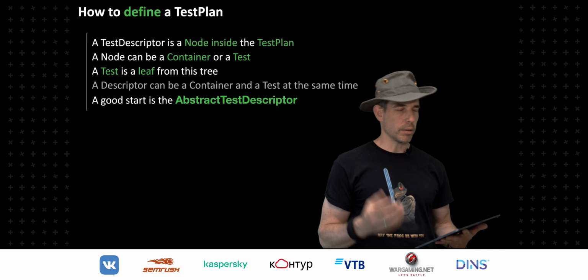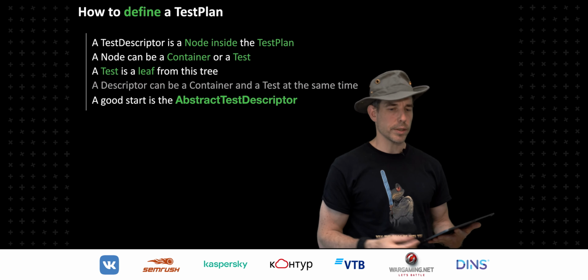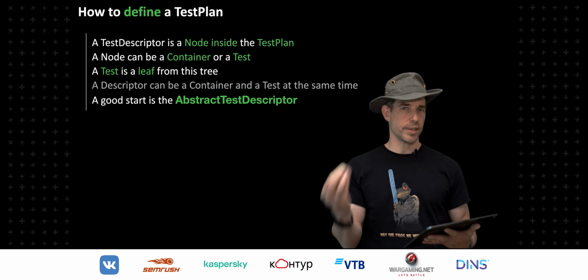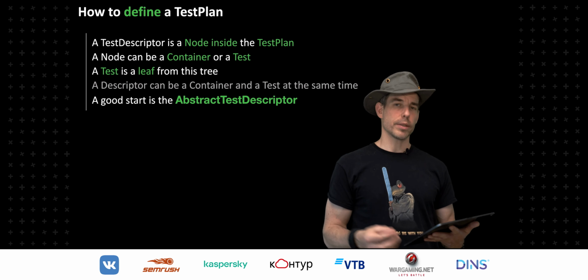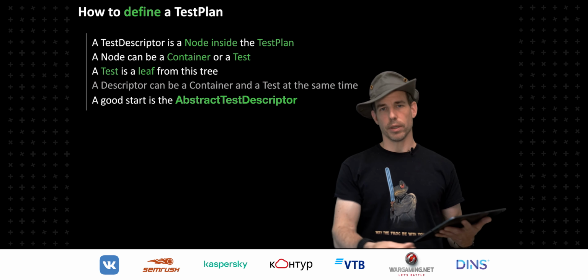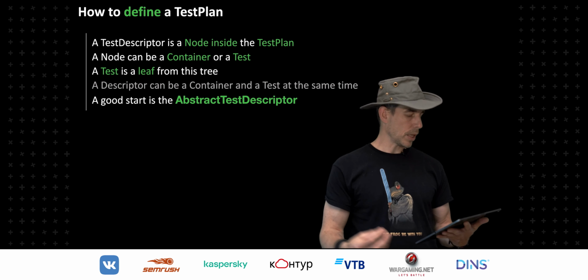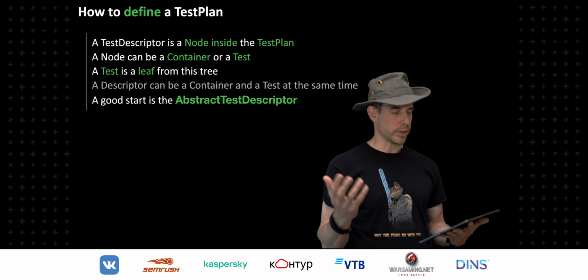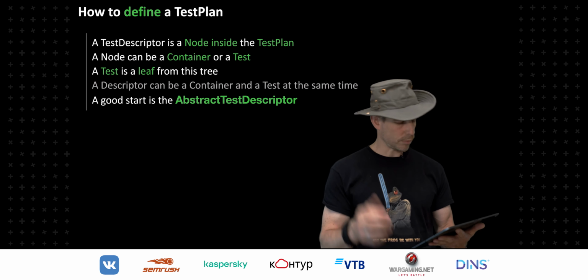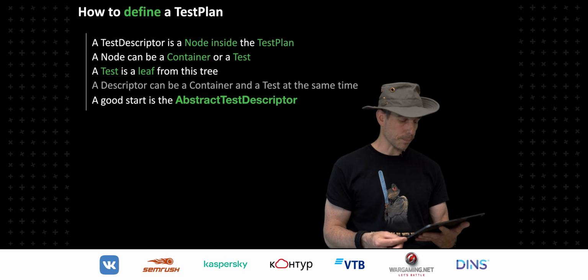But the tricky thing here is a node can be a container and a test at the same time. Why? I'm not really sure. But normally the test itself is the last point in your tree, the leaf, and the container could be both. So the last thing could be a container as well. So just have it in mind so that you're not losing this one.